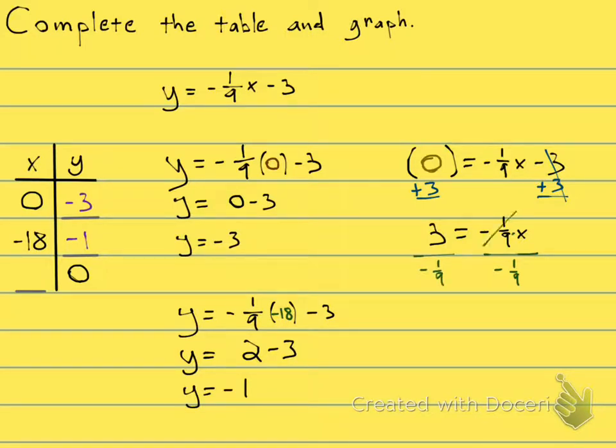So -1/9 divided by -1/9, those both turn into a 1x. And then 3 divided by -1/9, I'm going to pick up my calculator. 3 divided by -1/9 is -27. So if you have a calculator, you can do this division right here. Without a calculator, that would be tough. And from here, you'd probably want to multiply times the reciprocal. But we have a calculator. So x is -27. So x is -27 when y is 0.